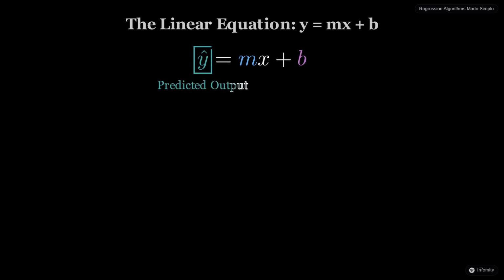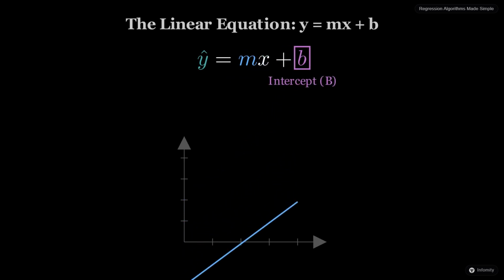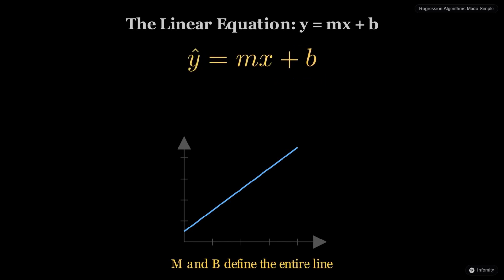The straight line we fit to our data can be described by a familiar equation: y hat equals mx plus b. Here, y hat represents our predicted output value. m is the slope of the line, telling us how much y changes for every unit change in x. b is the y-intercept, which is the value of y when x is 0. These two parameters, m and b, completely define our regression line. Finding the best m and b is the core task of simple linear regression.